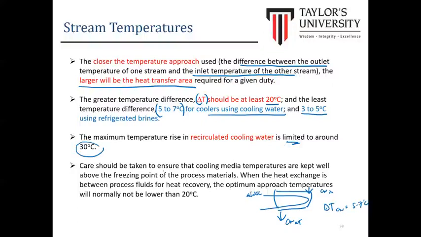Okay, care should be taken to ensure that the cooling medium temperature is kept well above the freezing point of the processed material. Okay, when the heat exchange is between process fluids or for heat recovery, the optimum approach temperature will normally not be lower than 20 degrees Celsius. Okay, this is related to the processed material.